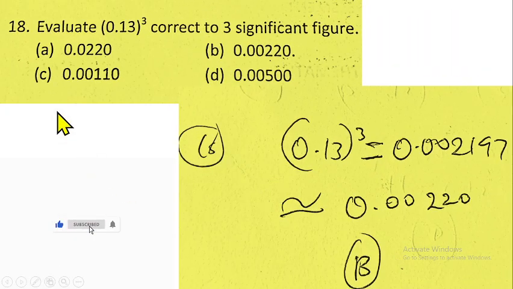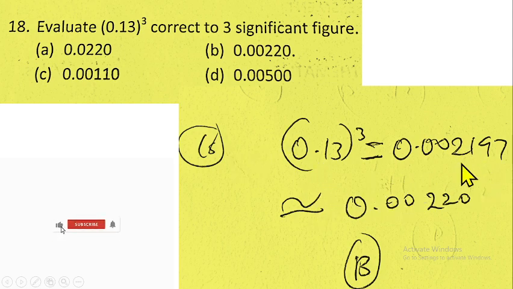Quickly, question number 18: we have to evaluate 0.13 raised to power 3, correct to 3 significant figures. Just evaluate this, then approximate your answer. Technically, the question is an approximation. Using your calculator, 0.13 cubed gives us 0.002197. Then you have to approximate to 3 significant figures.